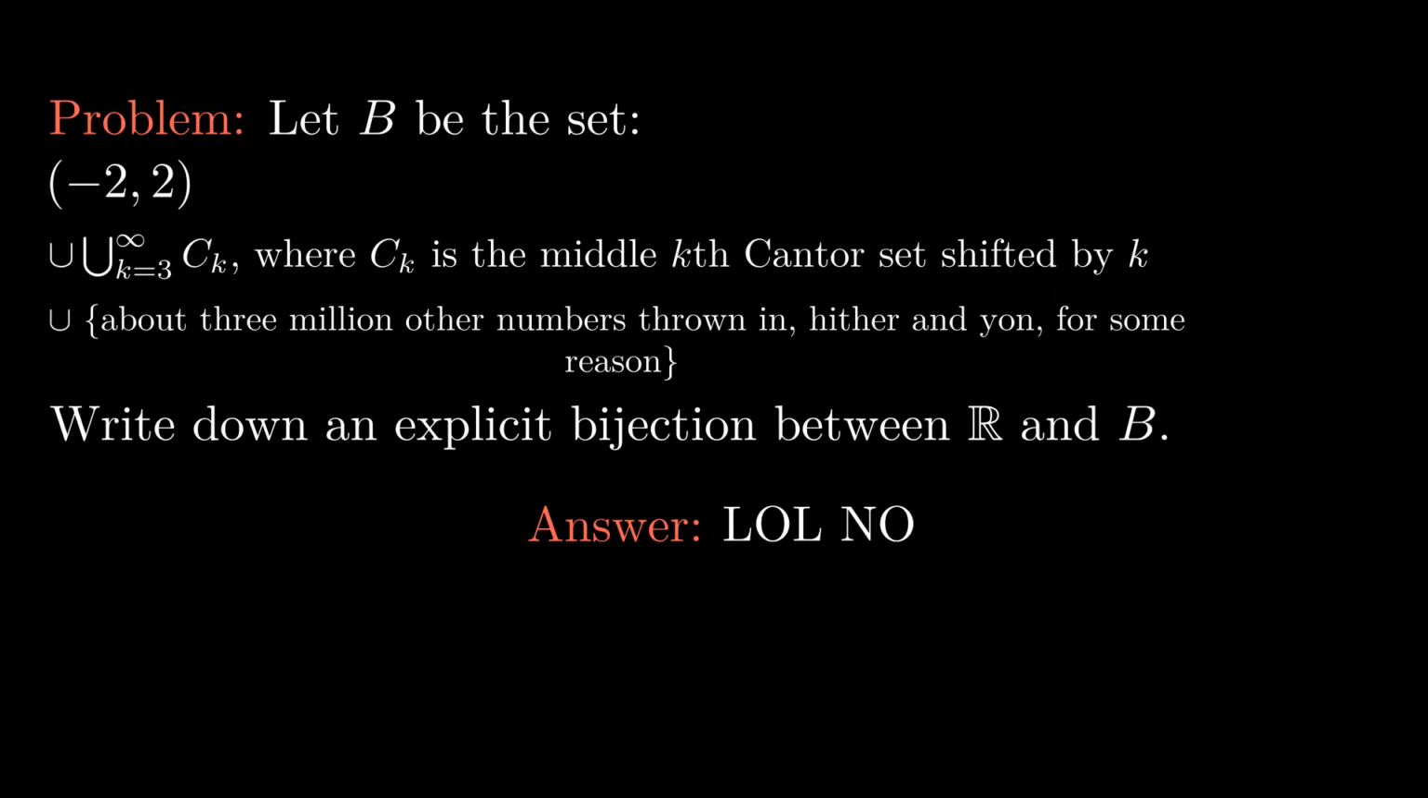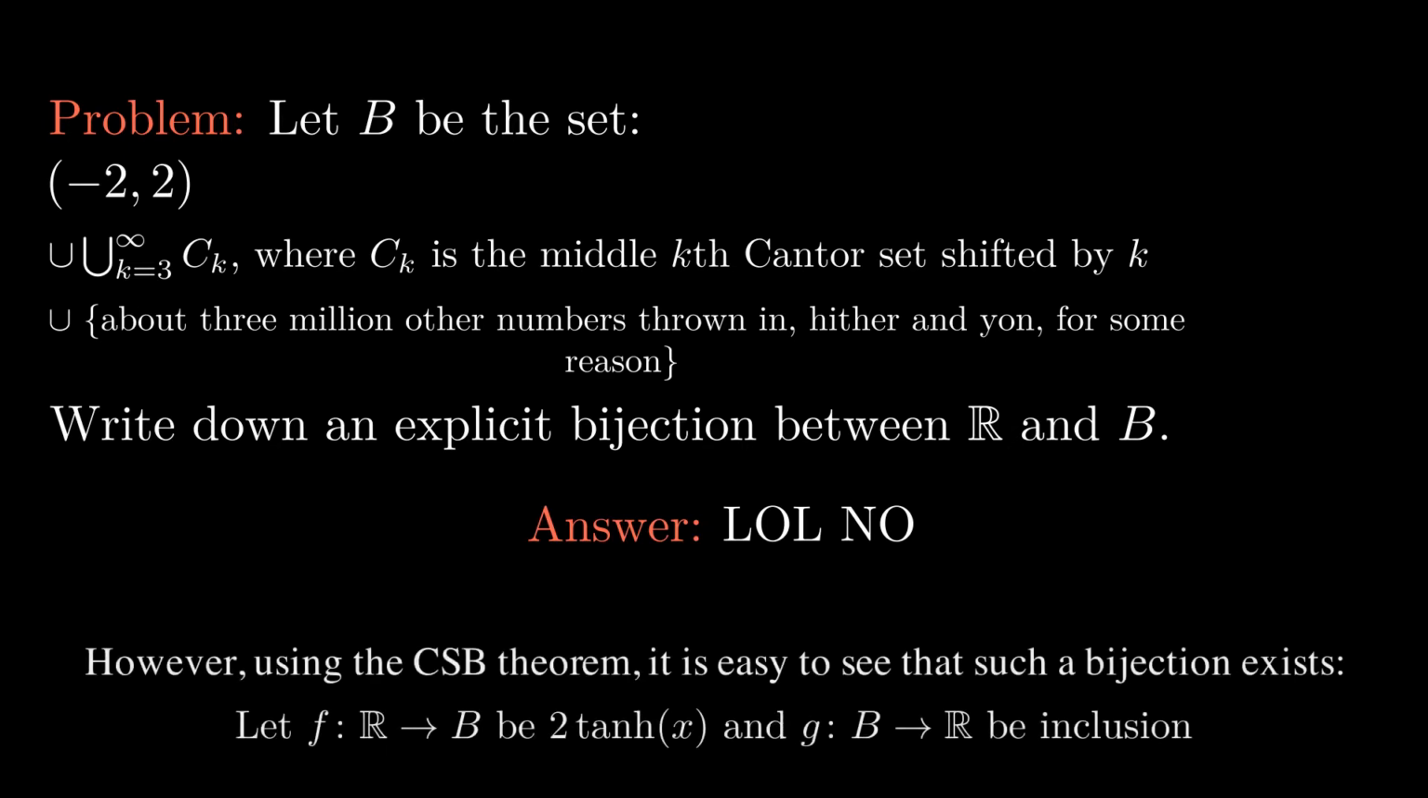However, it's easy to see that a bijection must exist. If we let F be the map from the reals to B, that's 2 tanh, this is easily seen to be an injection from the reals to B.